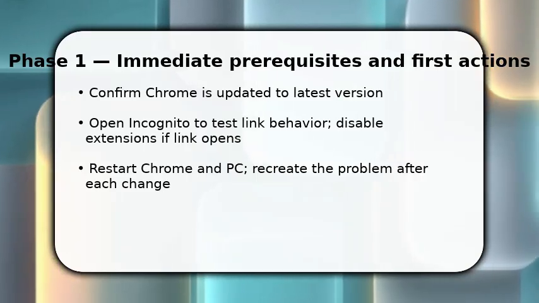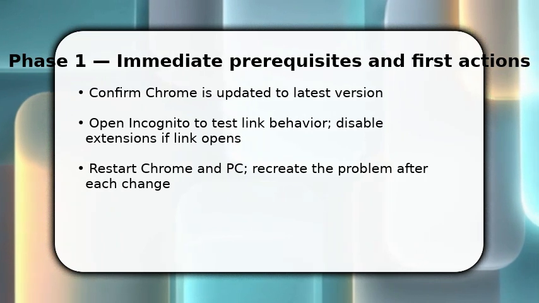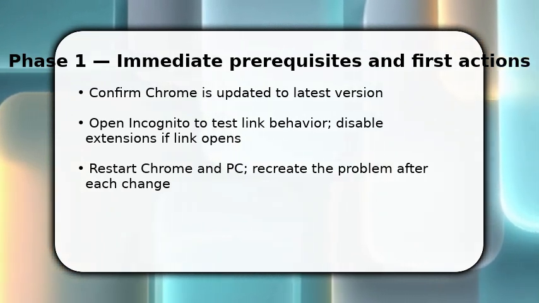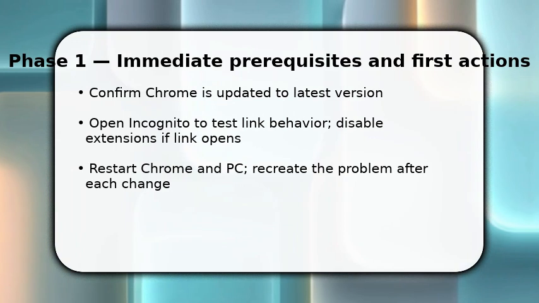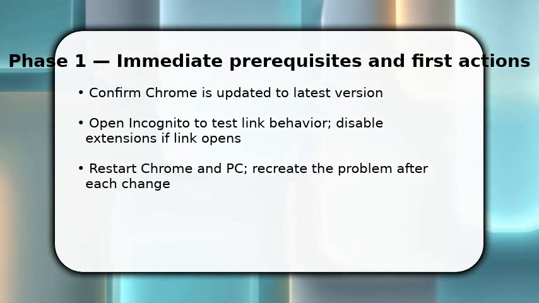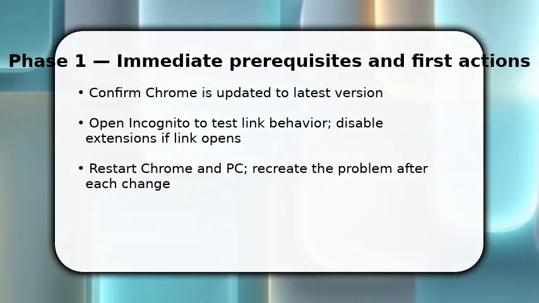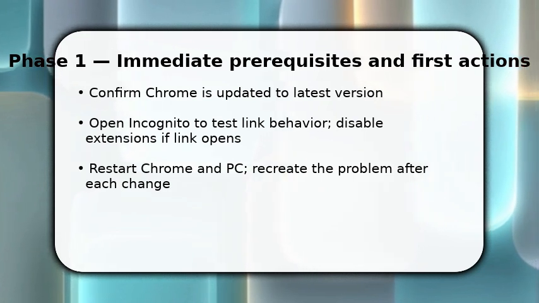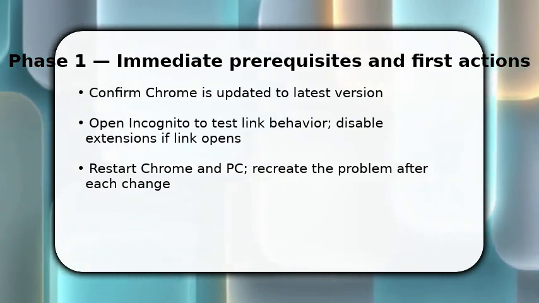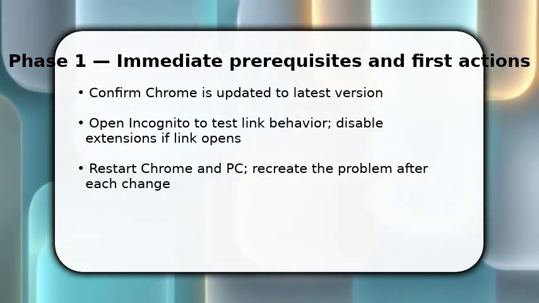You begin by forcing quick, revealing checks. Update Chrome, then open an incognito window and click the link. This isolates extensions. If the link opens, disable extensions one by one to find the culprit. Once done, restart Chrome and, if needed, reboot the PC to clear transient issues.